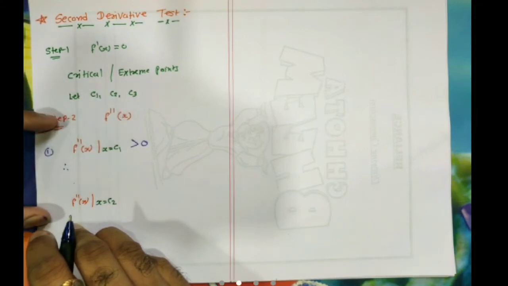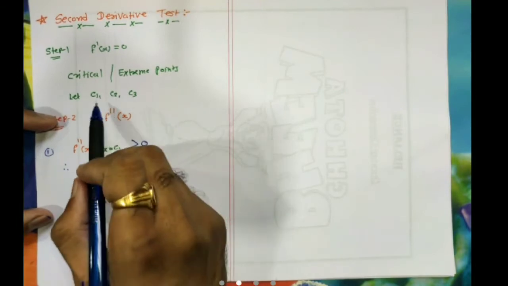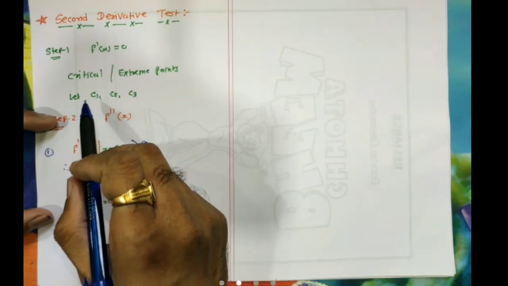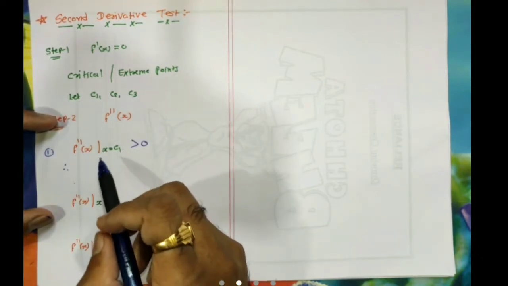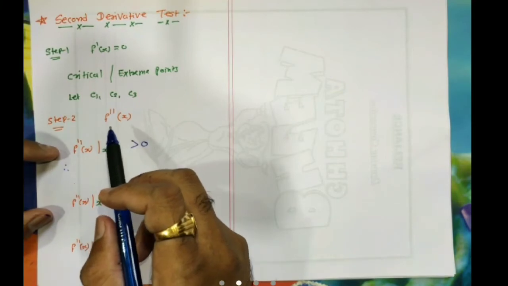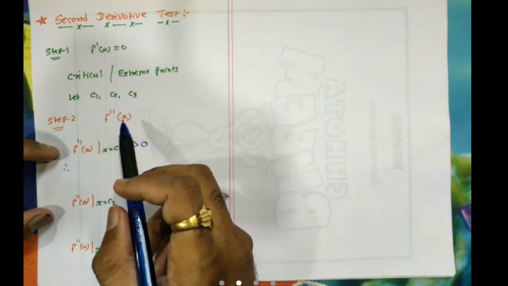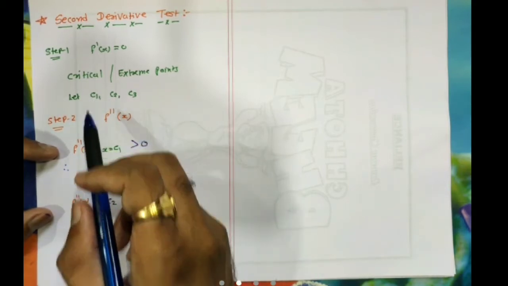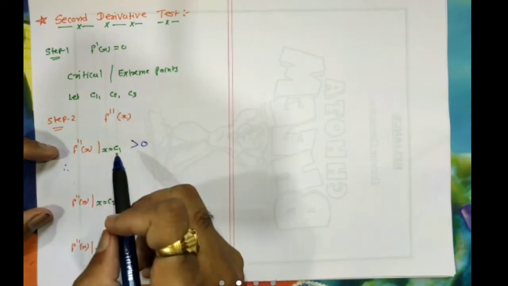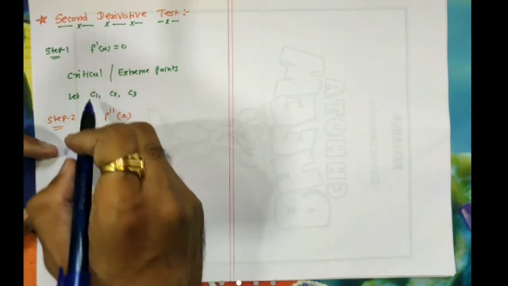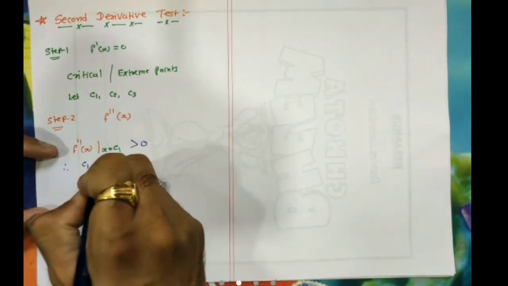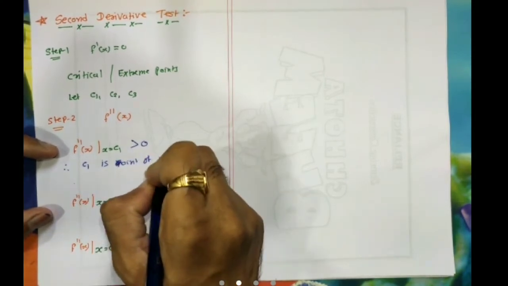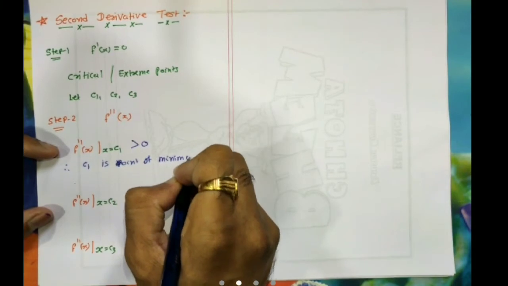Now step number 2 is for identification. Suppose c1 is a critical point; whether it is a point of maxima or minima, for that we consider the second order derivative. We take the second order derivative of the function and find its value at that critical point. If the value of the second order derivative at the given critical point is greater than 0, then we can say that this critical point C1 is a point of minima.